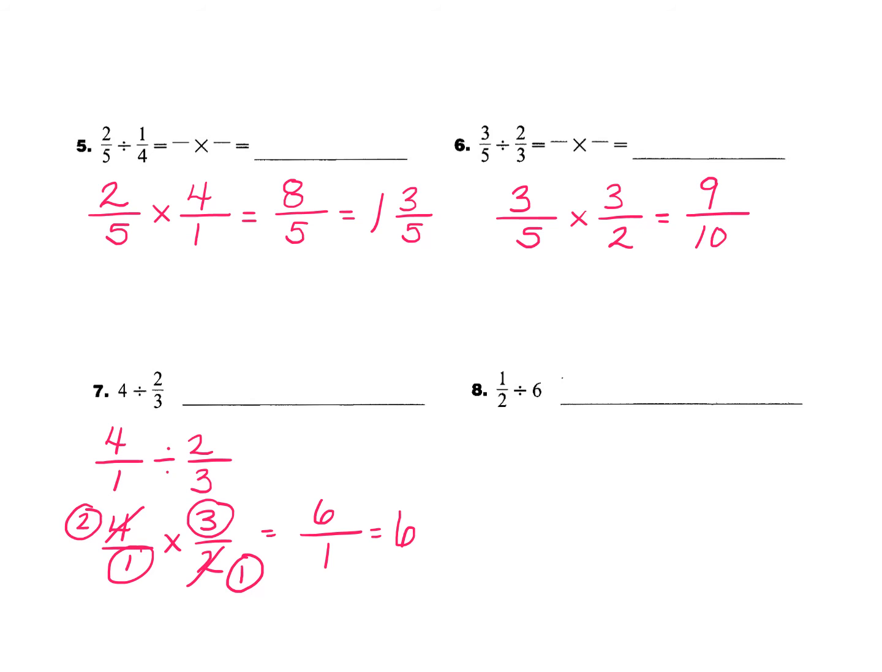Question number 8, 1/2 divided by 6. First we write the problem so that it only has fractions. Then we keep, change, flip. We cannot reduce ahead of time, so we have to multiply across. 1 times 1 is 1. 2 times 6 is 12. Our answer is 1/12.